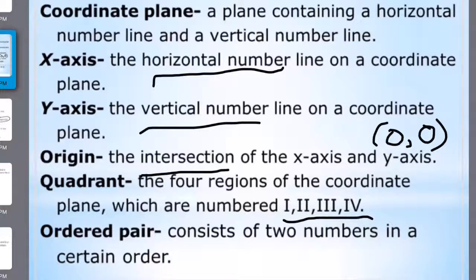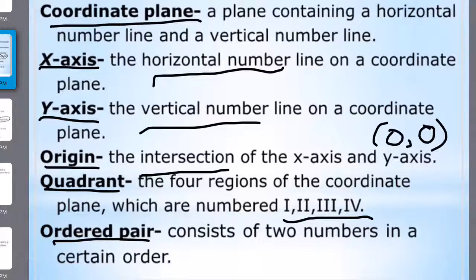We are going to pause the video, and I want you to copy all of these vocabulary words and their definitions into your notes. I strongly recommend using a highlighter to highlight the vocabulary words and possibly even key words to help you remember their meaning, such as horizontal number line, vertical number line, intersection, and the 4 quadrants. Basically, anything that I underlined, you should highlight. Pause the video now and copy these vocabulary words into your notes.